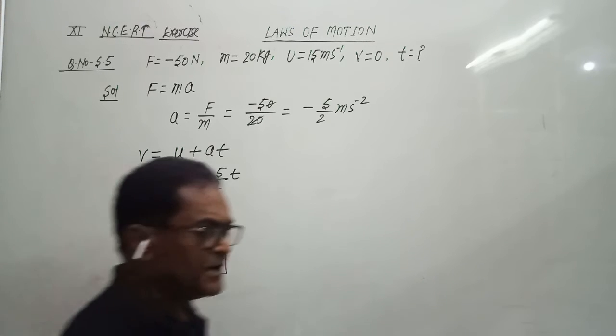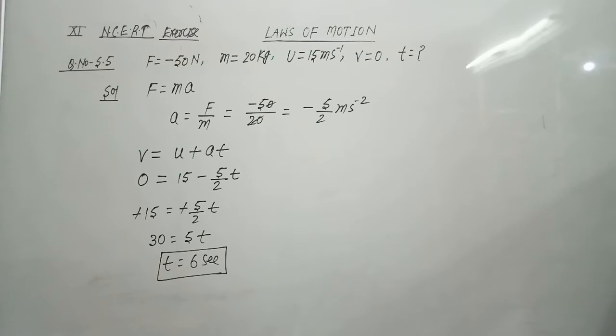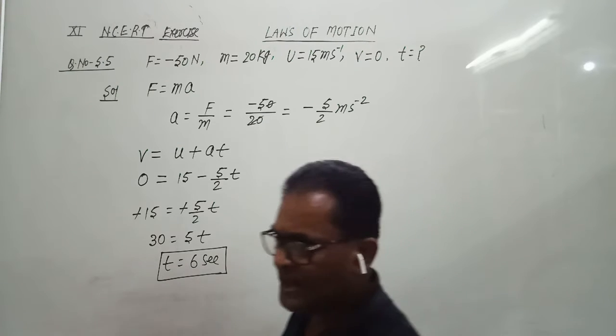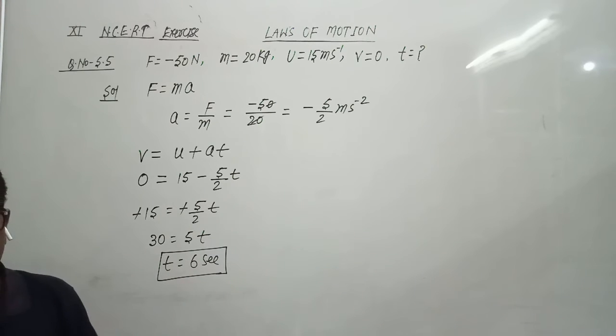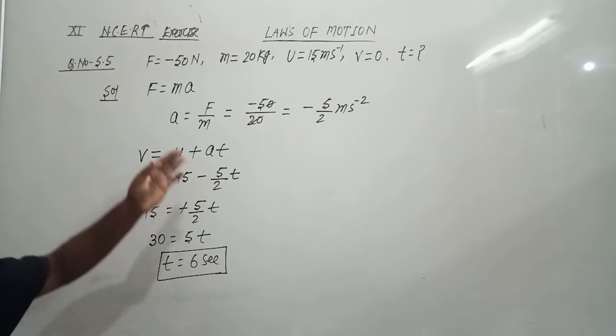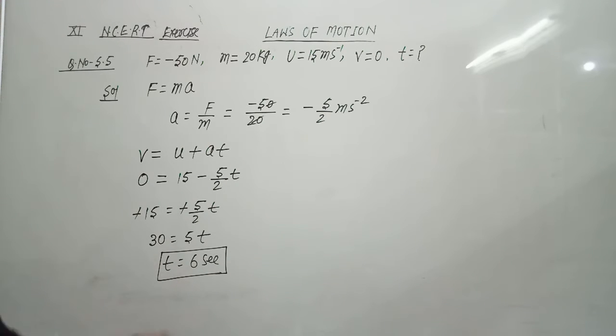So when a retarding force of 50 Newton is applied on a body of mass 20 kg moving with a speed of 15 meter per second, how much time will it take to come to rest? When the body comes to rest, the final velocity v will be 0. Firstly we calculate acceleration, which equals force upon mass. Then we use the formula v equals u plus at and calculate the time taken.